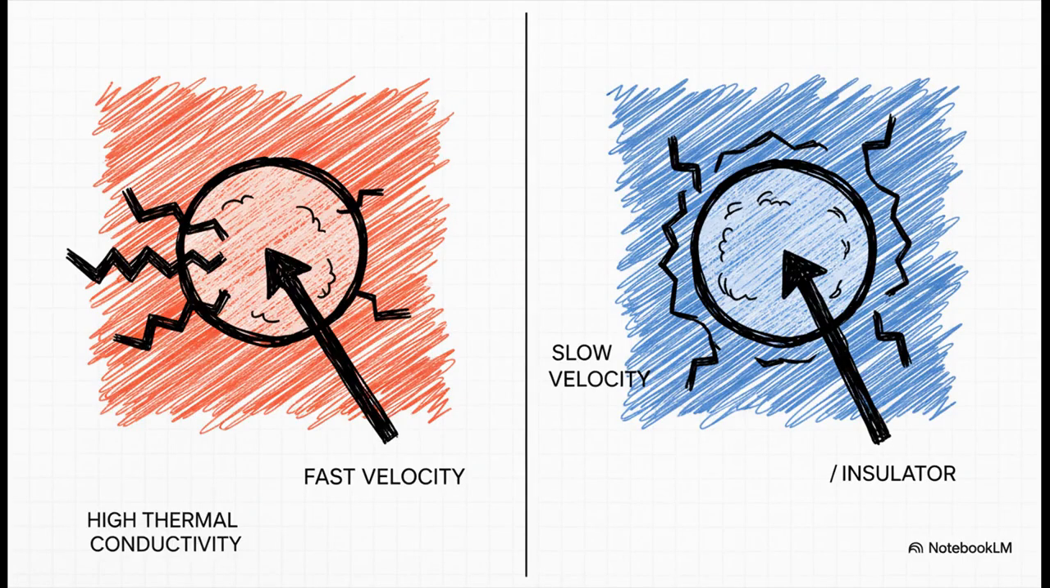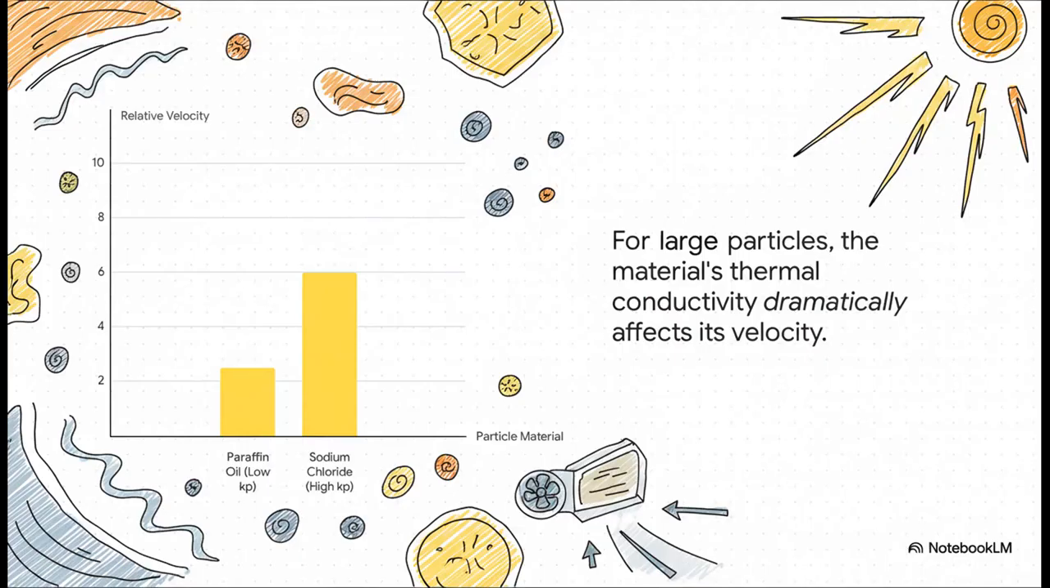But as soon as we start looking at the bigger particles, suddenly what they're made of starts to matter a lot. Their speed now depends on the ratio of the particle's thermal conductivity to the gas's thermal conductivity. And that's because the particle is now big enough to actually affect the temperature field in the air right around it. And this chart right here shows you exactly what I'm talking about.